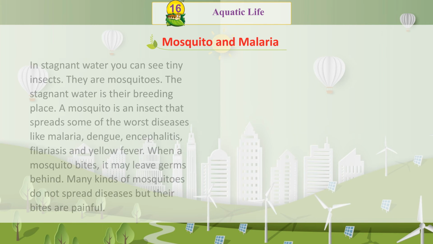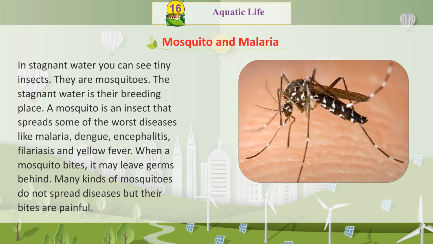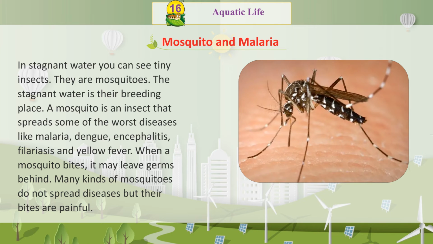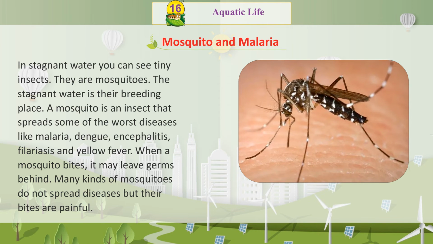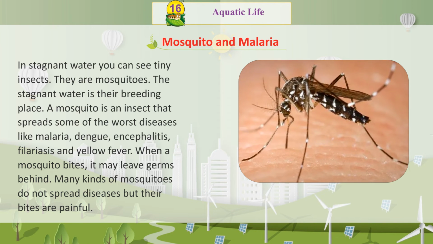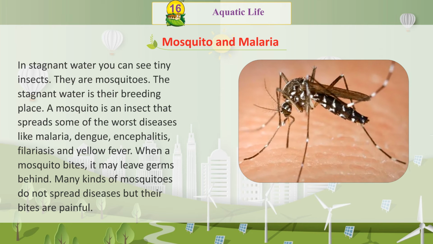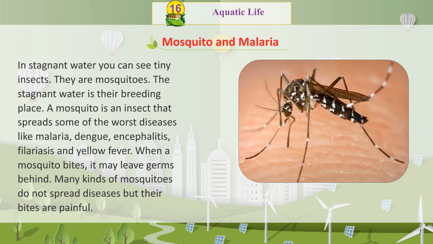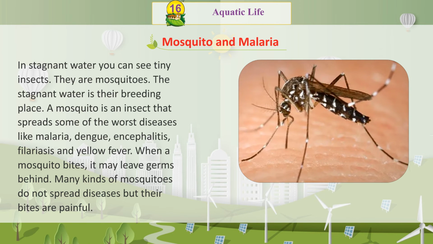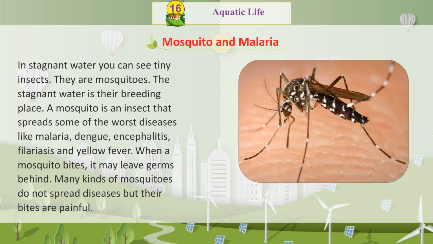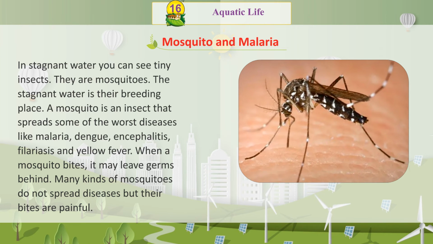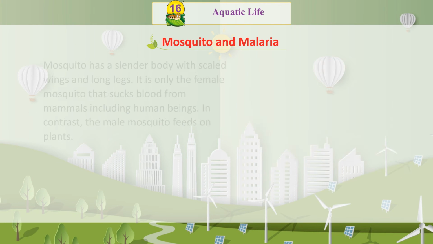Mosquito and malaria. In stagnant water, you can see tiny insects. They are mosquitoes. The stagnant water is their breeding place. A mosquito is an insect that spreads some of the worst diseases like malaria, dengue, encephalitis, filariasis, and yellow fever. When a mosquito bites, it may leave germs behind. Many kinds of mosquitoes do not spread disease, but their bites are painful.